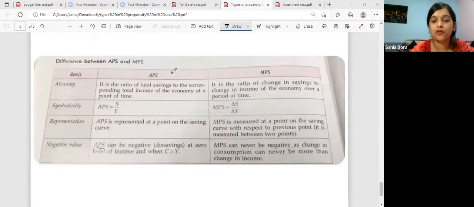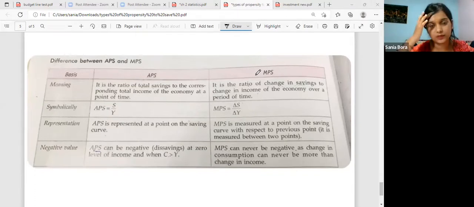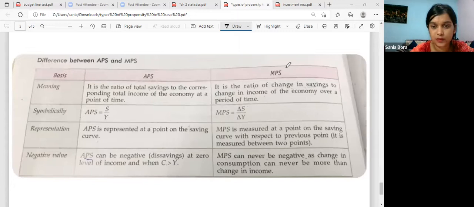Okay, now we are going to do the difference between APS and MPS. So today you people will be very, very quick because we have to start new ones as well. So, ma'am, what is APS and MPS? Now there is a difference between APS and MPS. First, APS is the ratio of total savings to the corresponding total income of the economy at a point of time. But MPS is the ratio of change in savings to the change in income of an economy during a period of time.